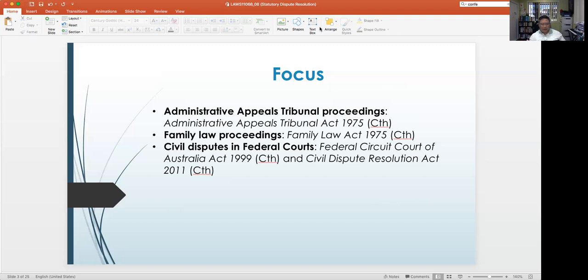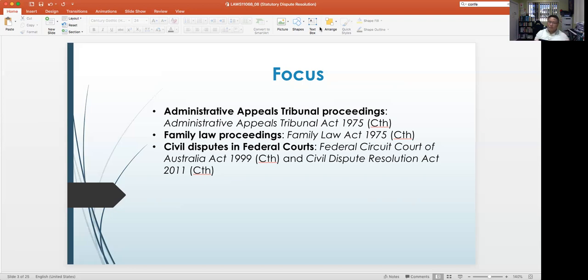It could be decisions made by the Australian Immigration Minister, or in relation to visa matters. It could be decisions made by Centrelink, or it could be decisions made in relation to child support. And so a lot of decisions are often made by the executive government, which affects us as citizens and people who live in Australia. And so you've got the administrative agencies, you've got the court system as well.